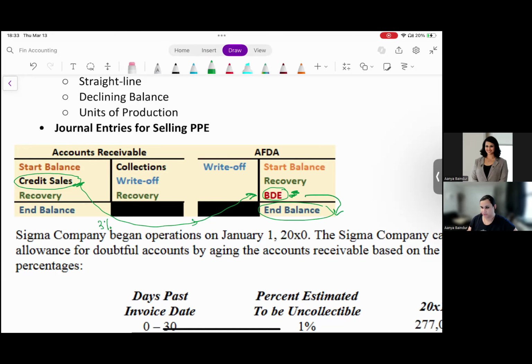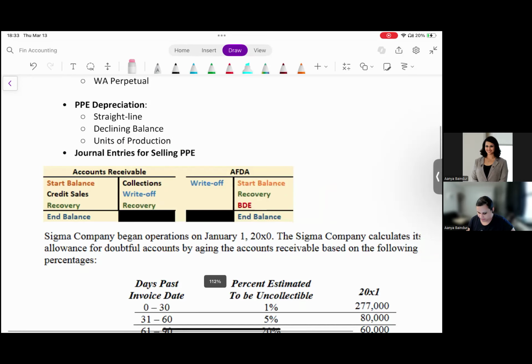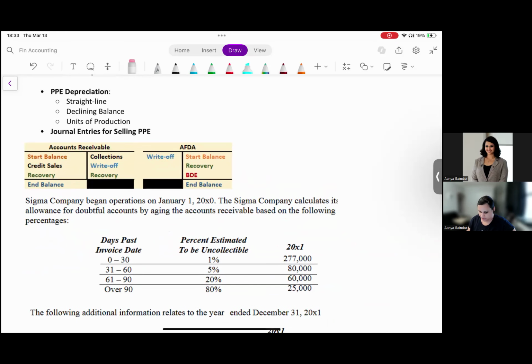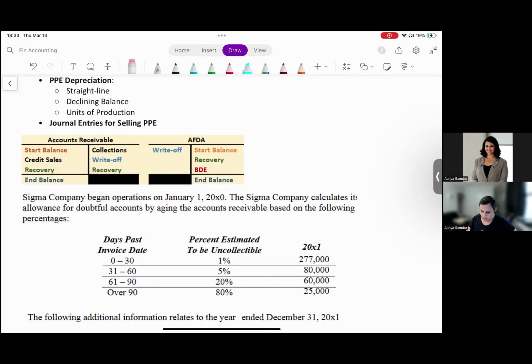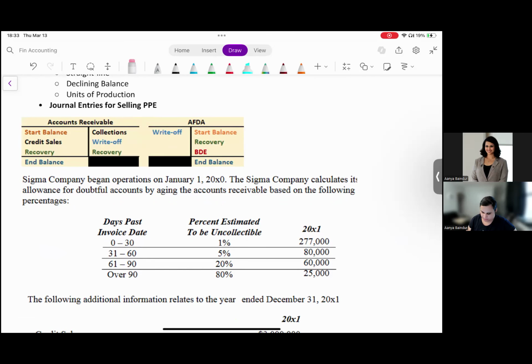And after that, we'll next calculate the end balance for allowance for doubtful accounts. So as you can see, they take a different approach, and the question will always tell you which approach to use, or they will indicate by telling you that it will be a percent of accounts receivable, in which case you immediately know that you're using the balance sheet approach. Or alternatively, as it is in this question, it may give you something that's known as the aging of accounts. So as it says here, this company began its operations and it calculates its allowance for doubtful accounts by aging its accounts receivable based on the following percentage. So aging of accounts is this table right here.